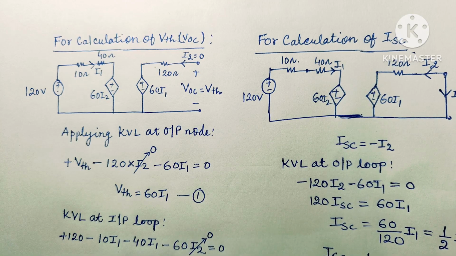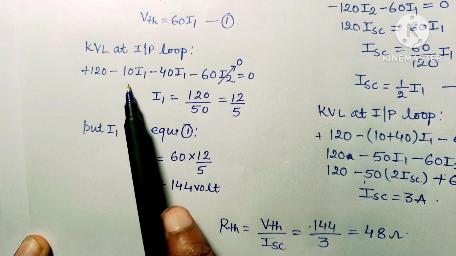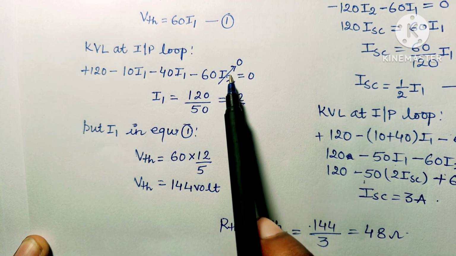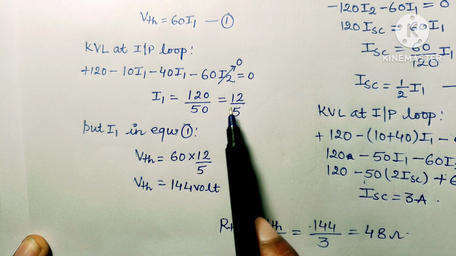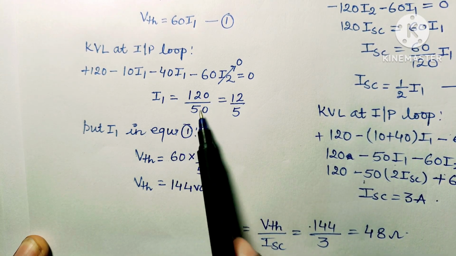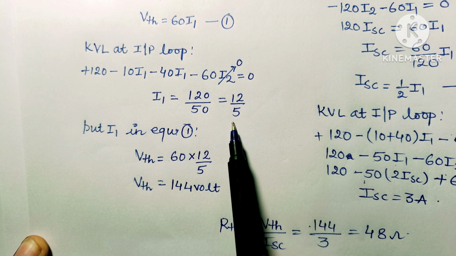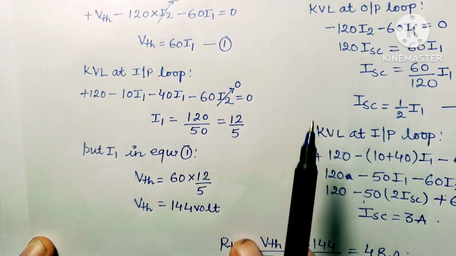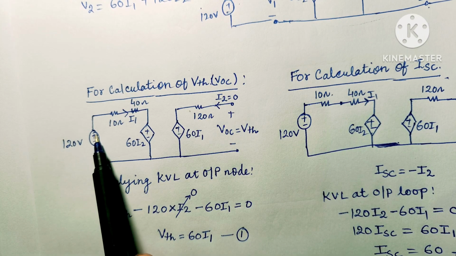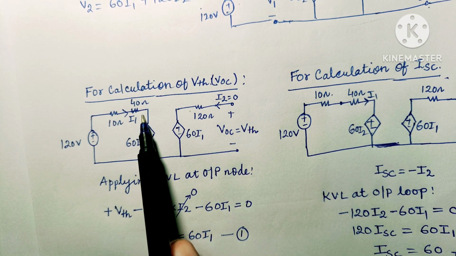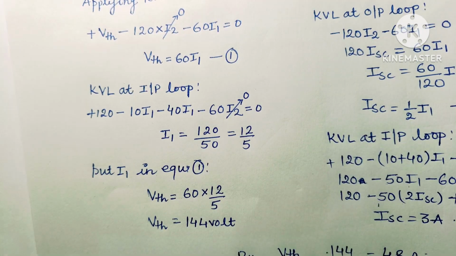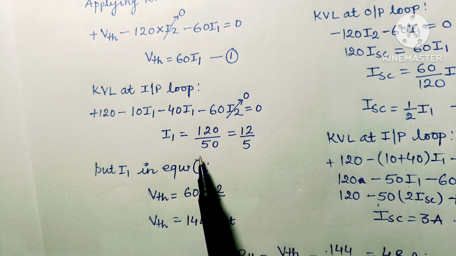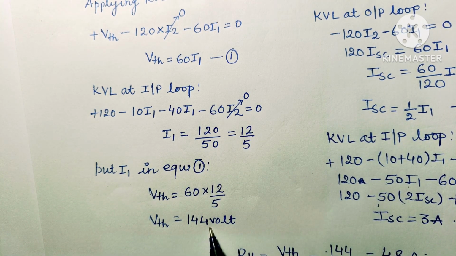Assume it is equation number 1. Now if we apply KVL at the input, it will be plus 120 minus 10 I1 minus 40 I1 minus 60 I2 equal to 0. Since I2 is equal to 0 due to the open circuit at the output, I1 can be calculated as 120 by 50, equal to 12 by 5 ampere. We applied this KVL at the input node, that is plus 120 minus 10 I1 minus 40 I1 minus 60 I2, and it is written here. Now the I1 value can be put in equation number 1, and the VTH value can be found as 144 volt.